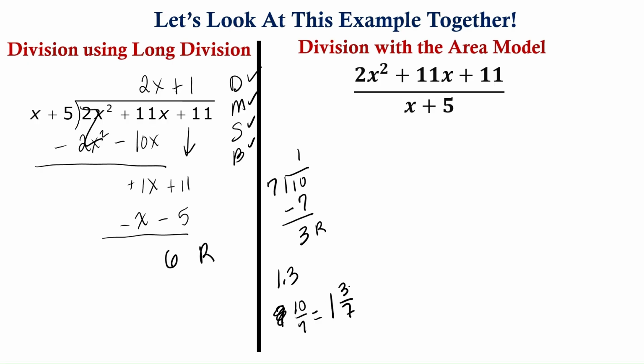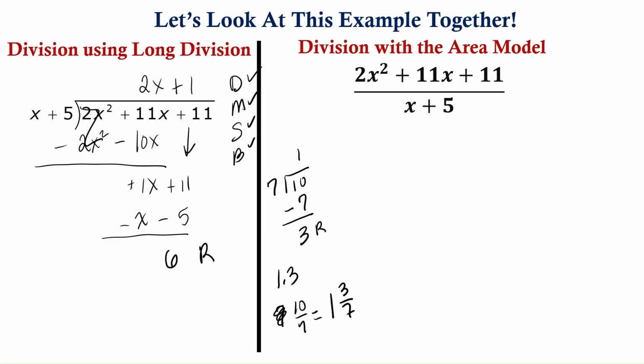And think about how you turn that mixed fraction into a whole fraction. You want to multiply and then add the number up top. So that would be 1 times 7. 1 times 7 would be 7, and then add the 3, which would give you the 10 that's up top on the original quotient. And that's a way to represent our remainder when we're dividing.